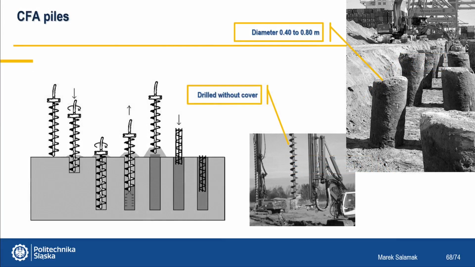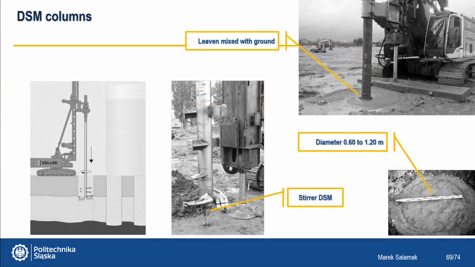Drilled piles of CFA type, the diameter of these piles ranges from 40 to 80 centimeters. And finally, the execution of the DSM column, which uses a cement slurry mixed with soil. The diameters of these columns are from 60 to 120 centimeters.